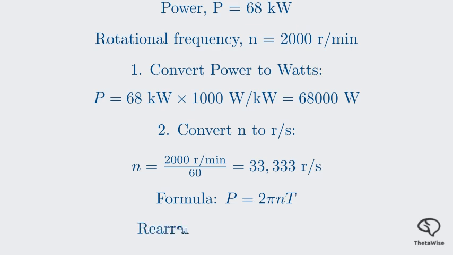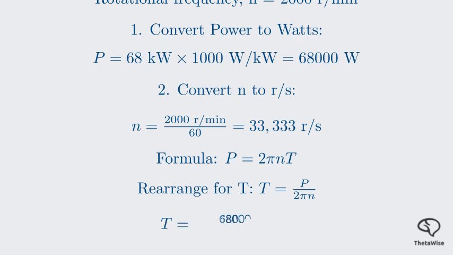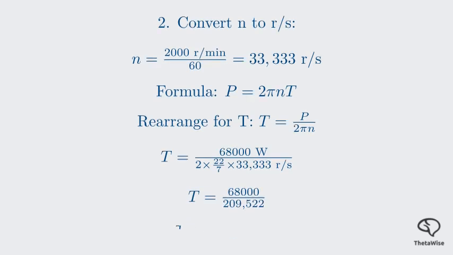Rearranging the formula, we find that torque T equals power divided by 2 pi n. Substituting our values, T equals 68,000 watts divided by the quantity 2 times pi times 33.333 revolutions per second. Calculating this, we find that the torque, T, is approximately 324.74 newton meters. This is the torque developed by the engine.